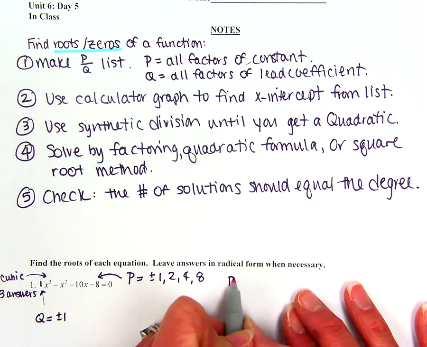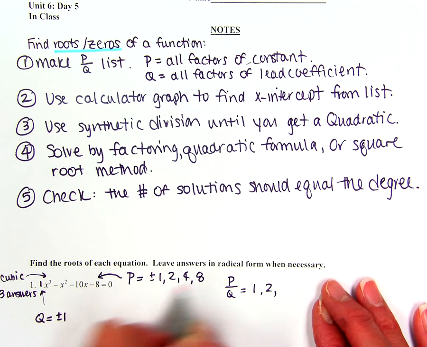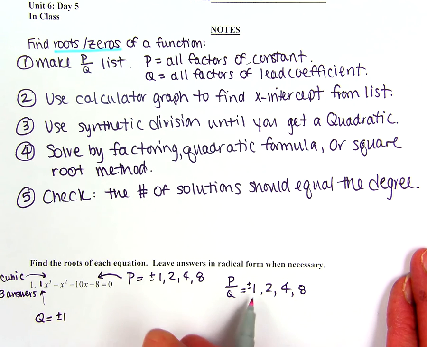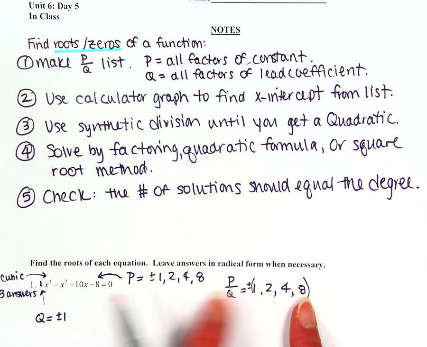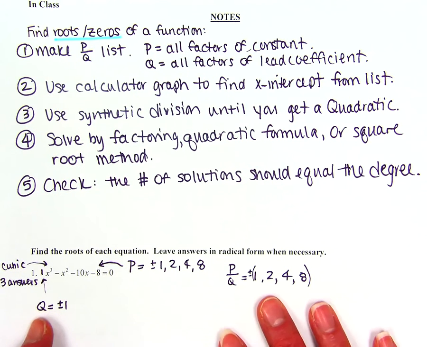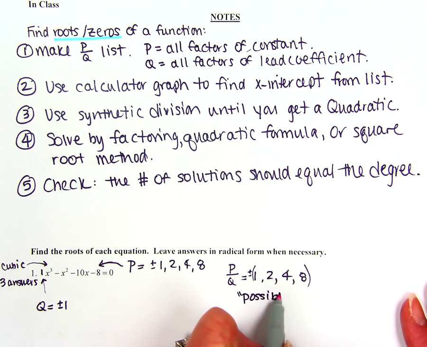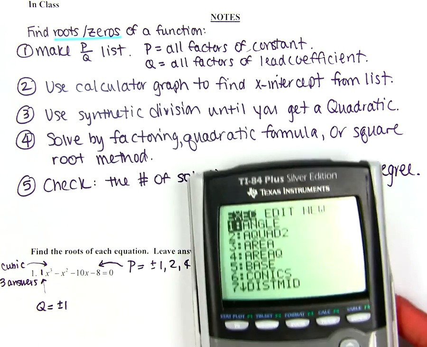Alright, so my p's over q's is 1 over 1, 2 over 1, 4 over 1, and 8 over 1. And any of these can be positive or negative. So this would tell me that there's 1, 2, 3, 4 positives and 4 negatives. But I know that there can't possibly be 8 answers because it's a cubic equation and therefore it can only have 3 solutions. So I know these are just my possible solutions and they're not really my actual solutions. So to find my actual solutions, I'm going to use my calculator to help me at least get started.